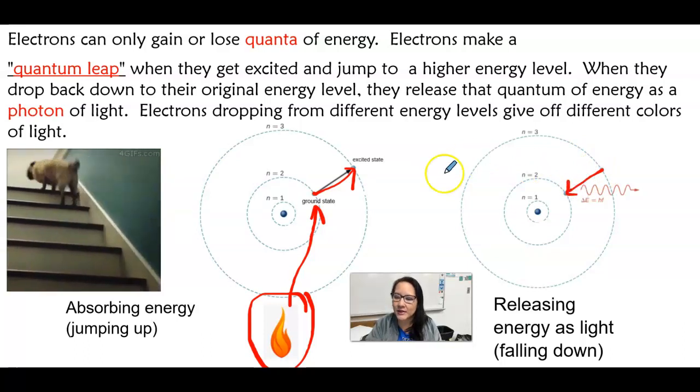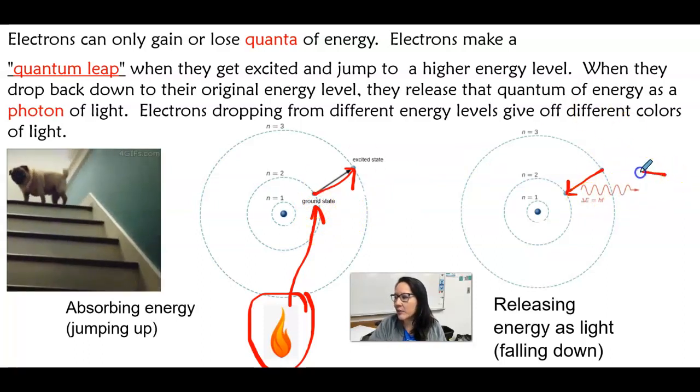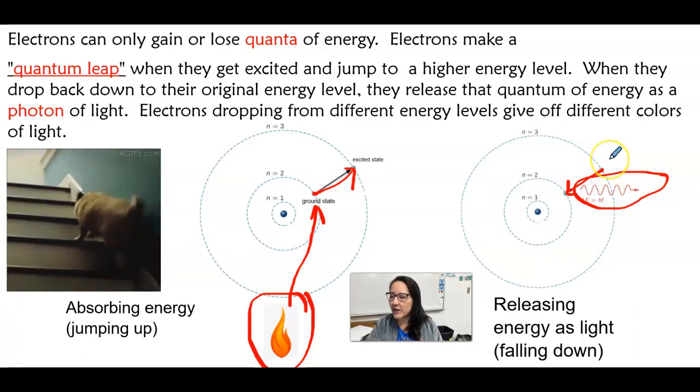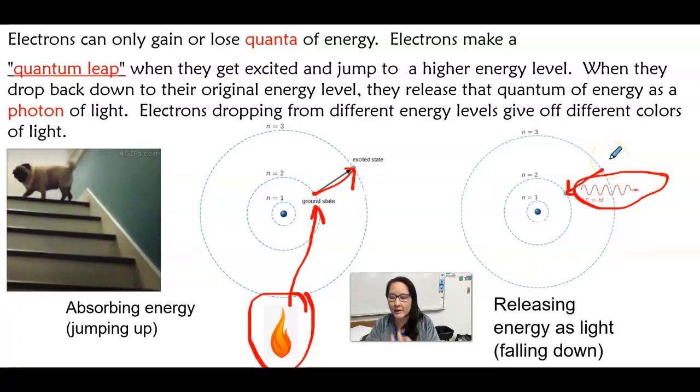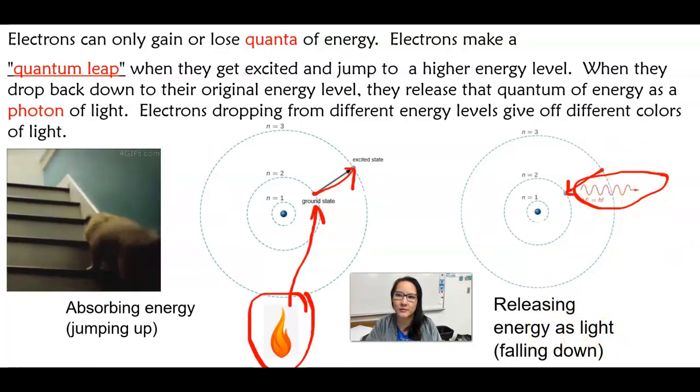And in that process, the energy it had absorbed to begin with is going to then be released in what's called a photon, which is a particle of light that we can actually see. So it's releasing energy as light as it falls back down.